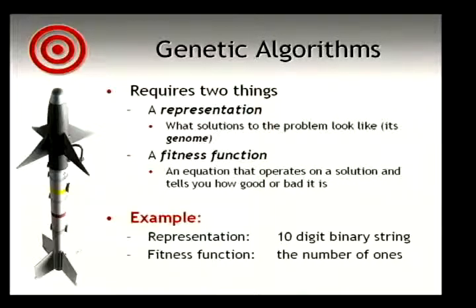So in our example, we might use as our representation a 10-digit binary string. I've chosen that. I could choose other things as well, like hexadecimal numbers or something. But here we will use a 10-digit binary string. Our fitness function will be the number of ones in the string. I could, again, choose something else. It could be, rather than maximizing the number of ones, I could try to minimize the number of zeros.